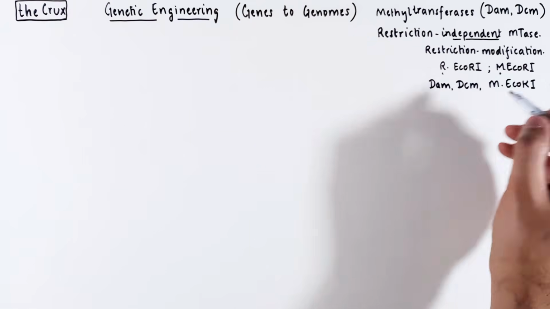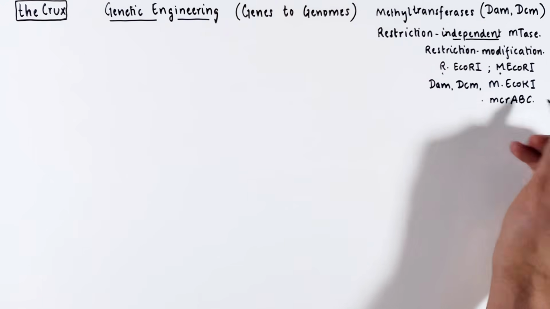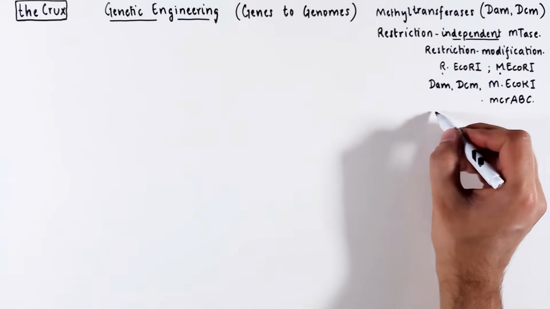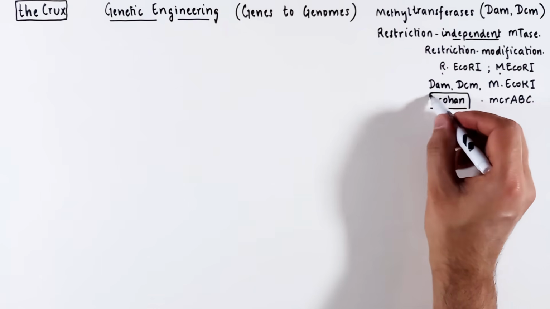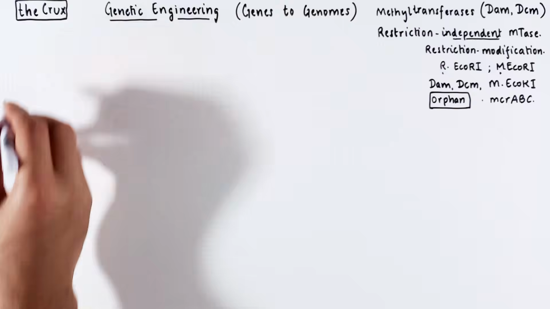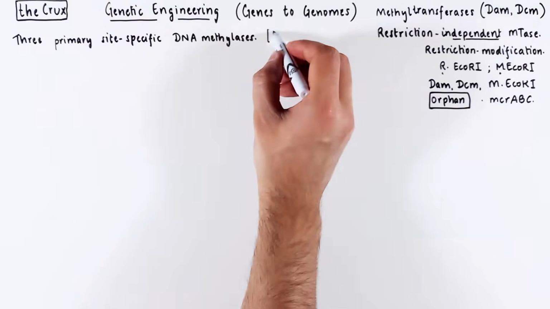In addition, we will discuss some other commonly found methylases that impact molecular cloning. Because Dam and Dcm are independent of restriction partner enzymes, sometimes they're also called orphan methyltransferases. Broadly speaking, there are three methylases that we care about in molecular cloning practice.